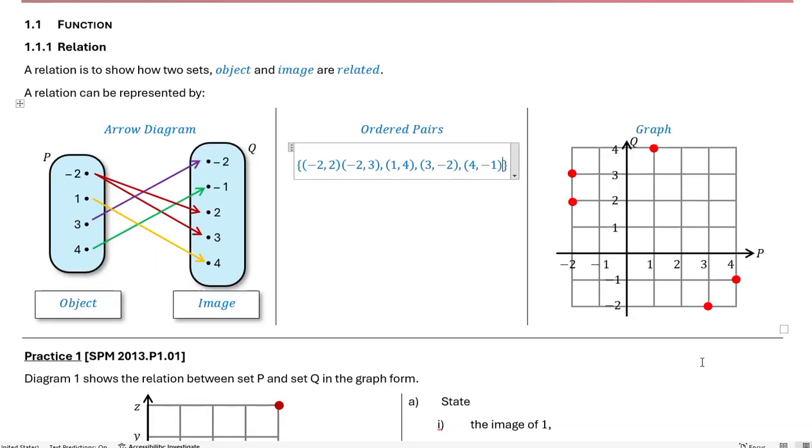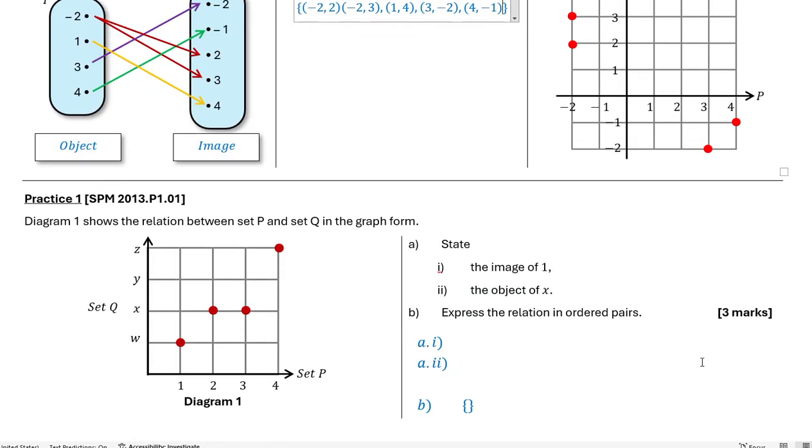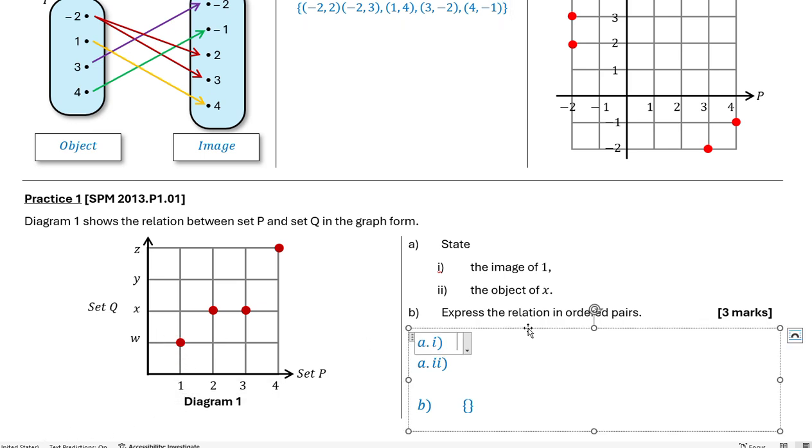Right, now we look at previous SPM questions. Very simple. Practice 1. Diagram 1 shows the relation between set P and set Q. So in this case, set P is the set of object and set Q is the set of image. State the image of 1. What does it mean? Meaning when 1 is the object, what is the image it is pointing to? So in this case, the answer is W.